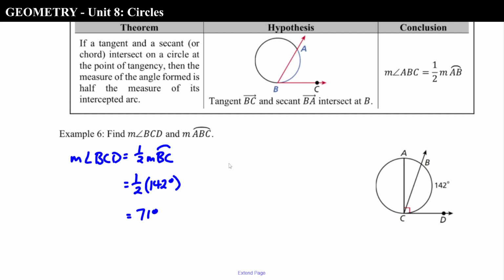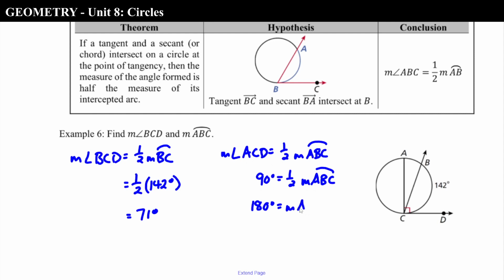Now to find the measure of arc ABC, ABC is here. We know that the measure of angle ACD is going to be half of the measure of the arc ABC. Well, the measure of ACD is 90 degrees. And if we multiply each side by 2 to get rid of the fraction, we have that the measure of arc ABC is 180, which makes sense because this is, after all, a semicircle.